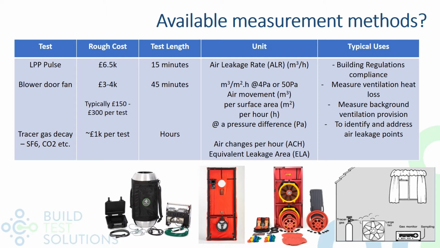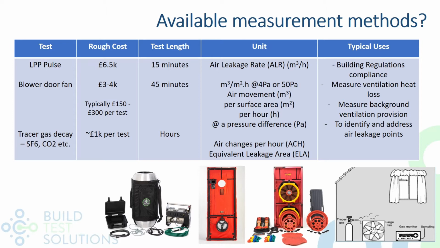So pulse is measuring directly at 4 pascals, and the blower door typically measuring in the range of 20 through to about 60 or 70 or so pascals, with the result often cited at a 50 pascal average. And then tracer gas is measuring the air leakage for the conditions of the day, so often the results are corrected for wind speed or temperature difference, and it's considered a direct measurement of infiltration on that given day.